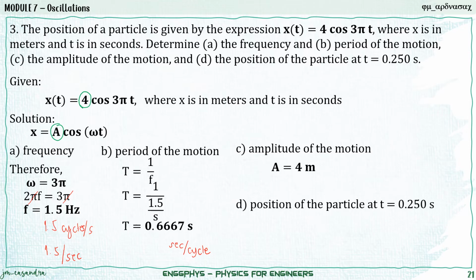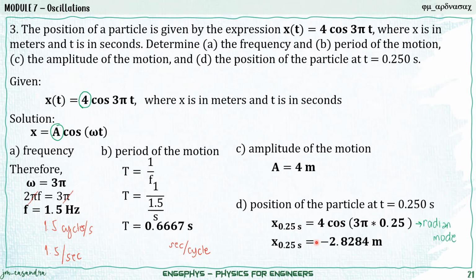Okay, so next we have letter D. What is the position of the particle at t equal to 0.25 seconds? So in here, we'll just simply substitute the time in our given equation. So the displacement or the position at 0.25 seconds is equal to 4 cosine of 3 pi times 0.25, or that's equal now to negative 2.8284 meters. So please do take note that if you're going to substitute values and compute for our different values in our equations, you should always be in radians.